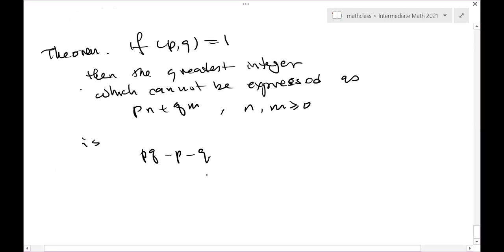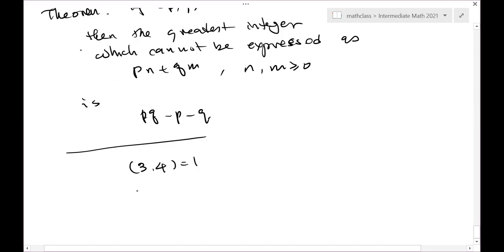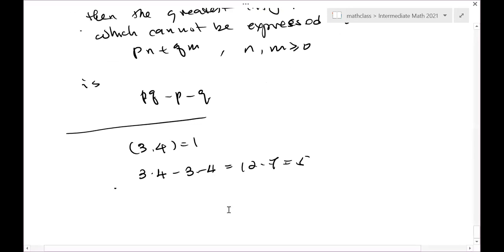So let's look at our example. 3 and 4 do not have a common factor. So 3 times 4 minus 3 minus 4 is going to be what? That is 12 minus 7, which is 5. So 5 is the greatest integer which cannot be expressed in that form. Any number greater than 5 can be expressed in that form, but that's not easy to prove. That is proved by mathematicians.